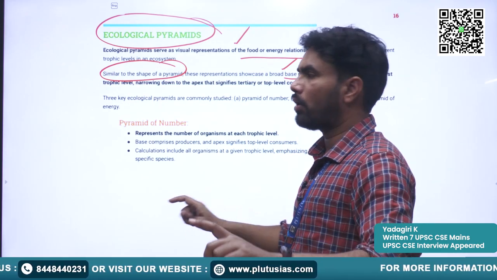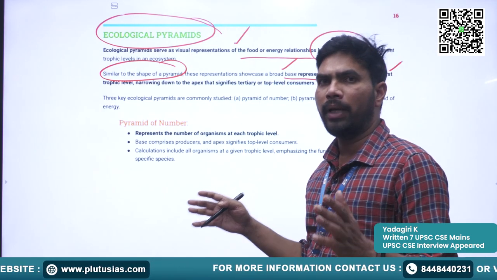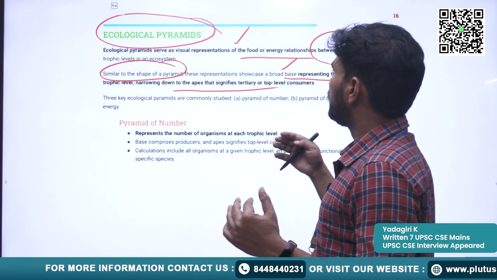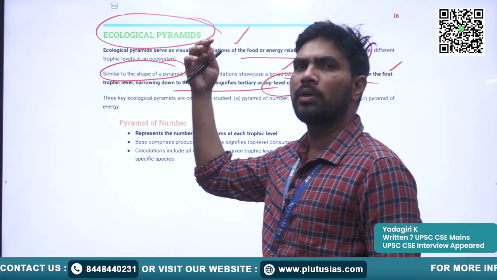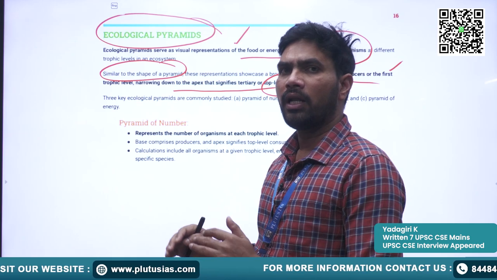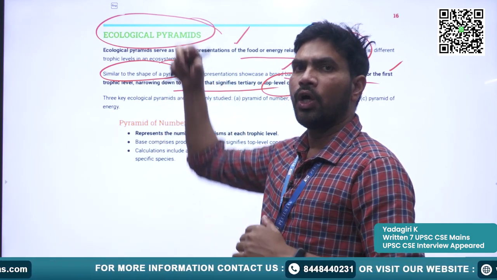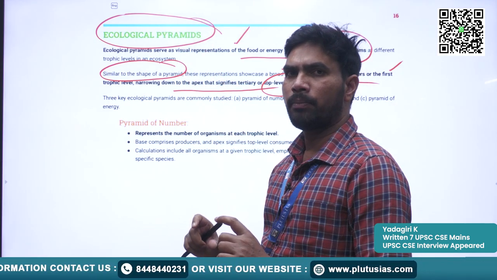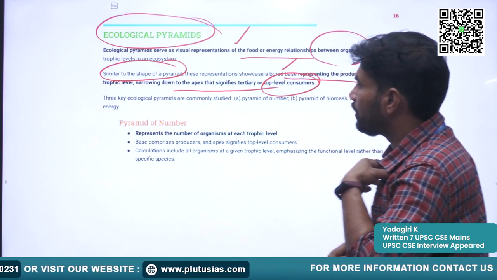The pyramid will be broad. That represents the producers at the first level, because the producers are many, and narrowing down at the apex, that signifies that tertiary or top level. So at the top level, the consumers are very few. So the shape of a pyramid will explain all the things, the number of consumers and the level of energy. Only a few are there at the top level, but at the base, at the producer level, there are many organisms, right?